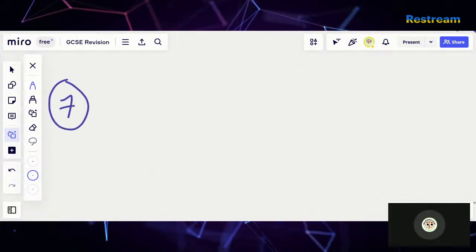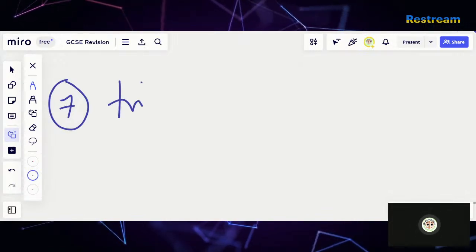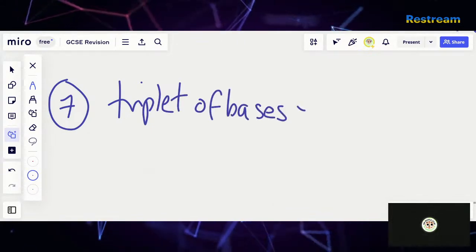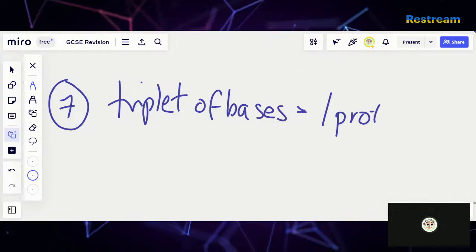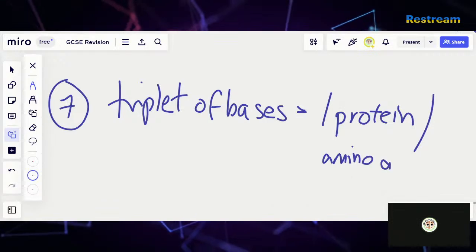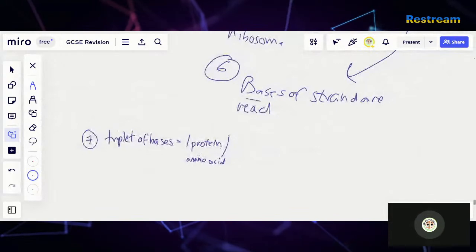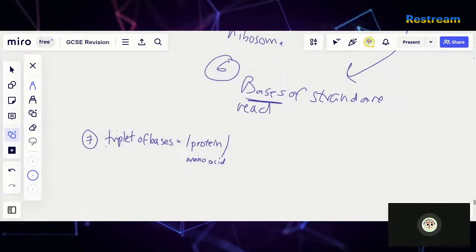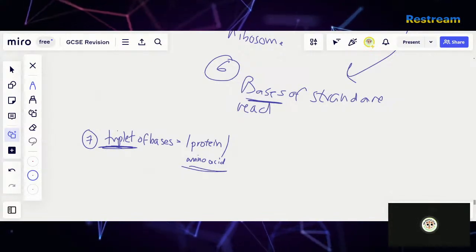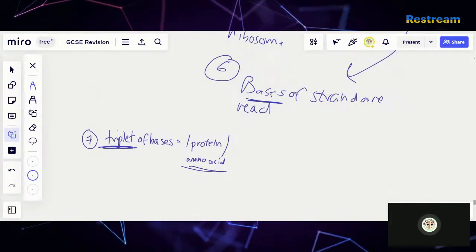Well, we have to go back to our original knowledge. Sorry about this. We know that a triplet of bases codes for one amino acid. Therefore, the bases are read on the mRNA molecule as triplets and therefore as amino acids, and then the corresponding amino acids are brought to the ribosome.